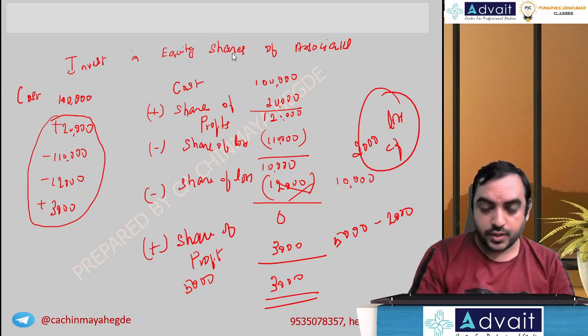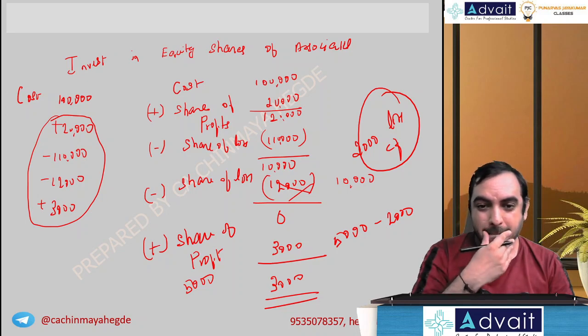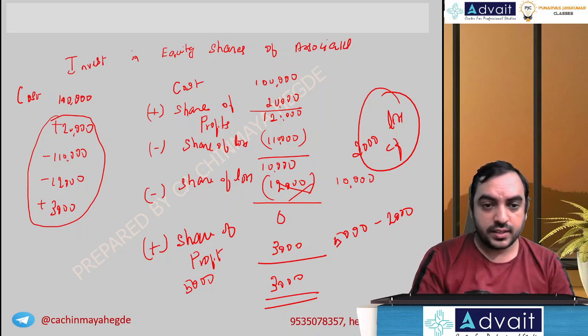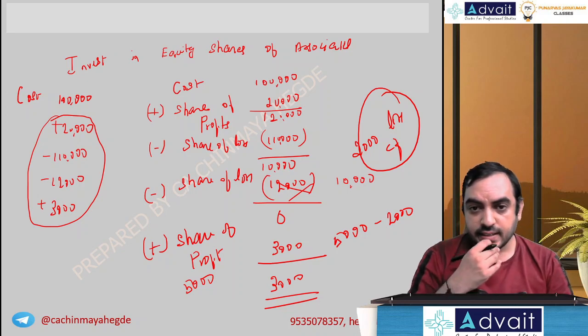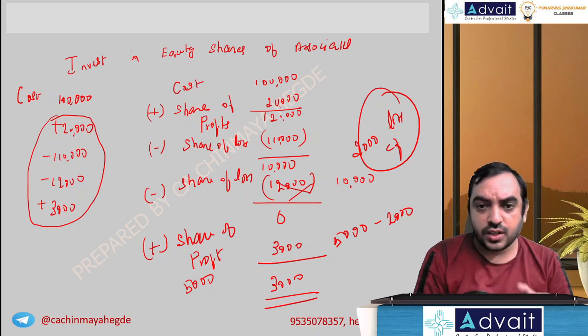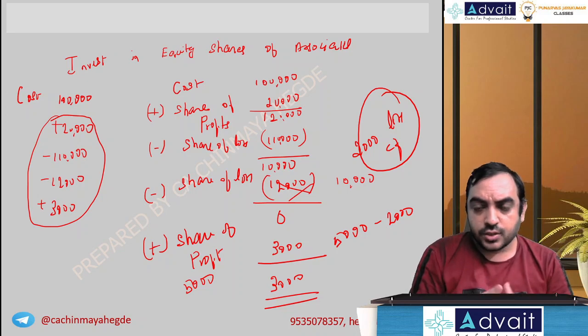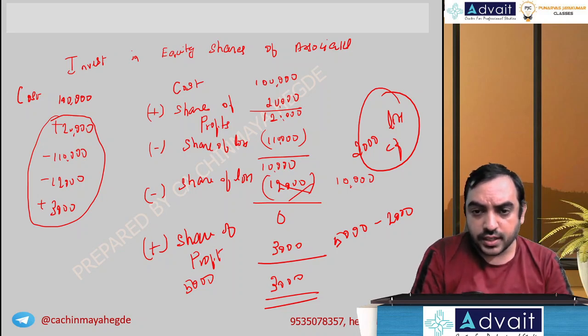Let me calculate. 20,000 minus 1,10,000 minus 12,000 plus 3,000. 20 minus 1,10,000 minus 12 plus 3. That gives 99,000. Some issue. What is the issue? 1 lakh plus 20, 1 lakh 10, 10,000. 12,000. So 2,000 carry forward.